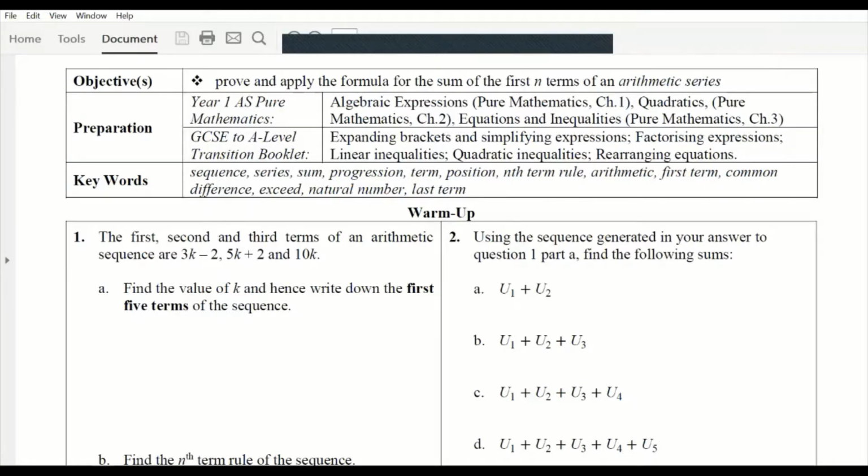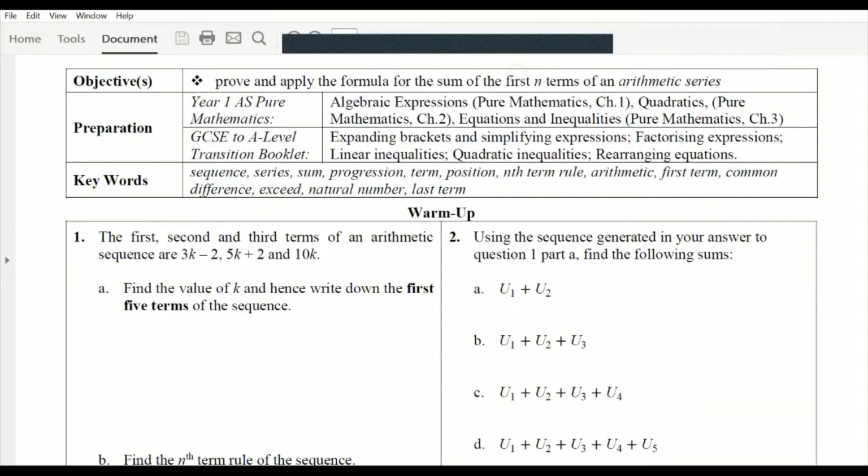Welcome to the second lesson in Chapter 4 Sequences and Series, Year 2 Pure Mathematics. Today we're going to have a look at proving a very exciting result, one of my favourite results in fact. Prove and apply the formula for the sum of the first n terms of an arithmetic series.